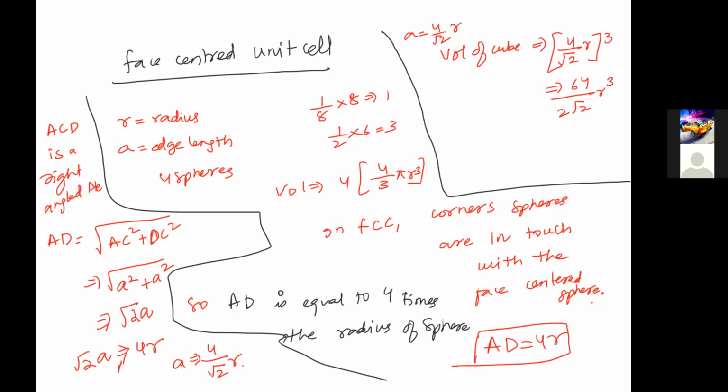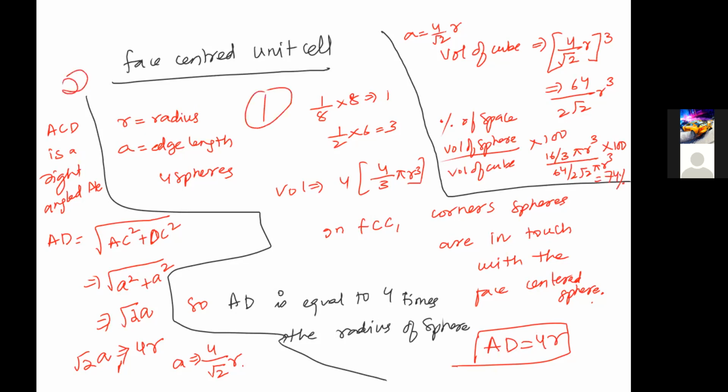So what is the percentage? That's what we are finding now, the percentage of space occupied. That is volume of sphere by volume of cube, the same formula that we used in simple cubic. So it is 16 by 3 pi r cube by 64 by 2 root 2 r cube, which comes to be 74%. These are the 3 parts. This is first, second, and third. Let me know once you're done copying.